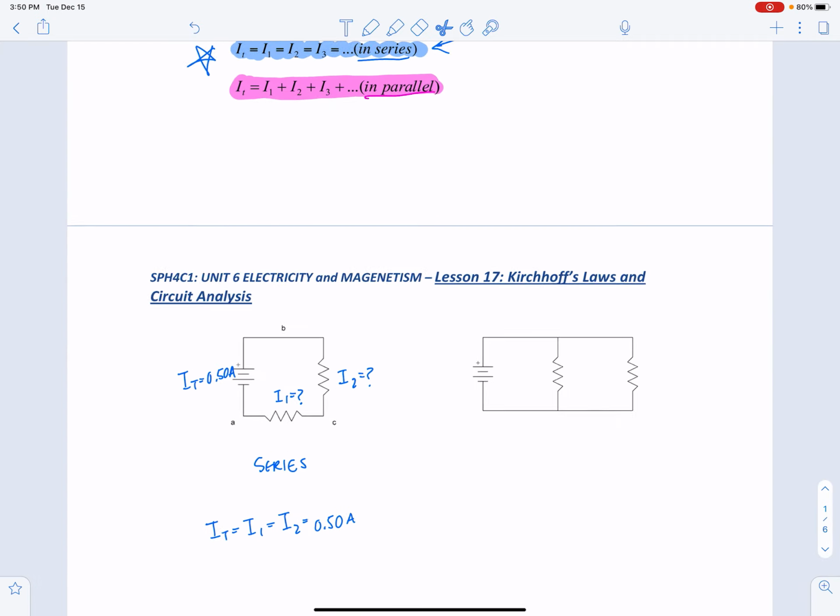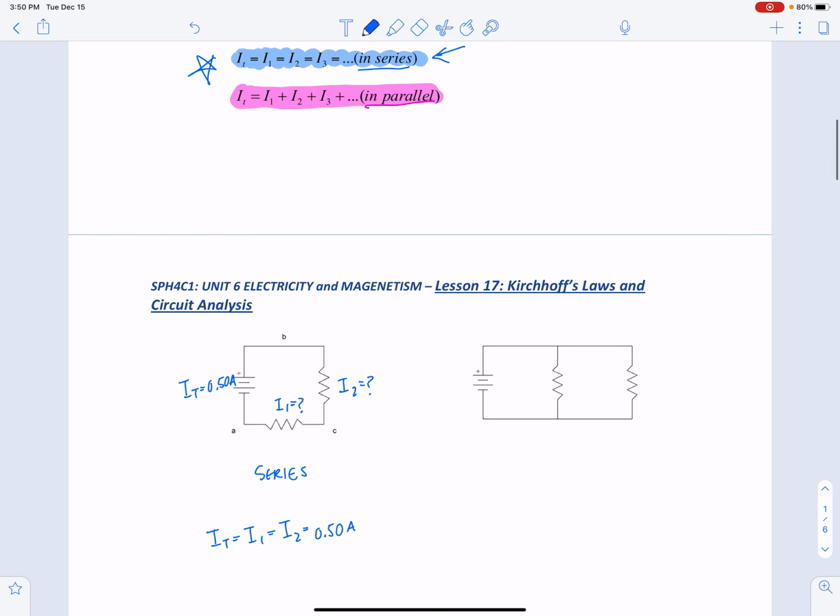Now, Kirchhoff's law for parallel circuits is a little bit different. Let's try an example. In this example, I'm going to tell you that the total current at the battery is 15 amps. And I don't know what the current past this first load or resistor is, but I do know that the current past the second load is 7 amps. So Kirchhoff's law for current in parallel circuits tells us that the total current is equal to the sum of the individual currents in parallel.